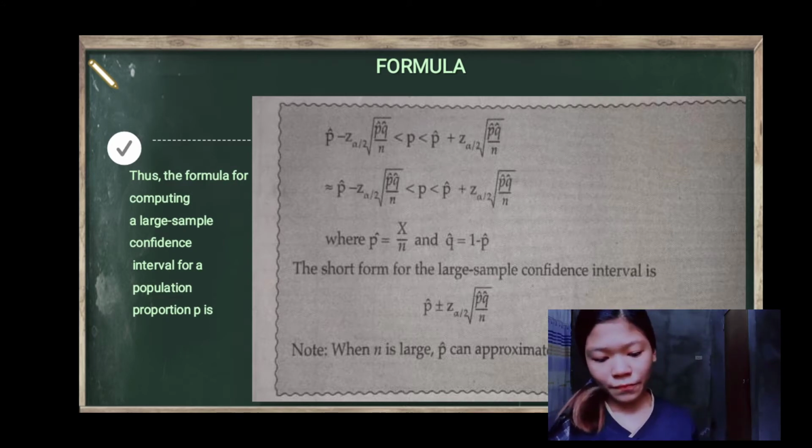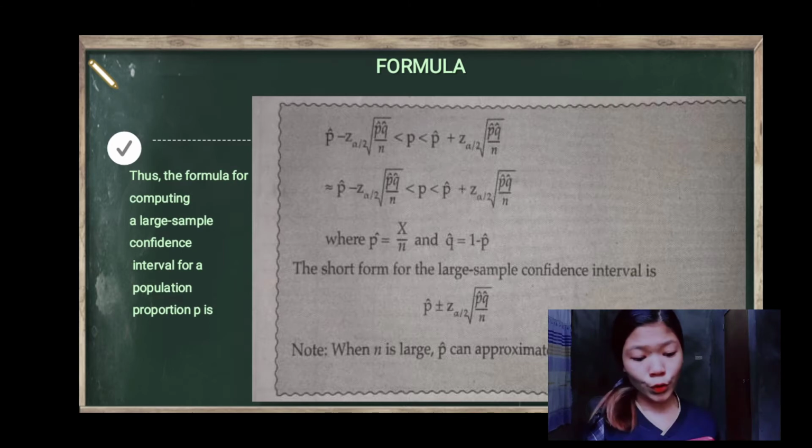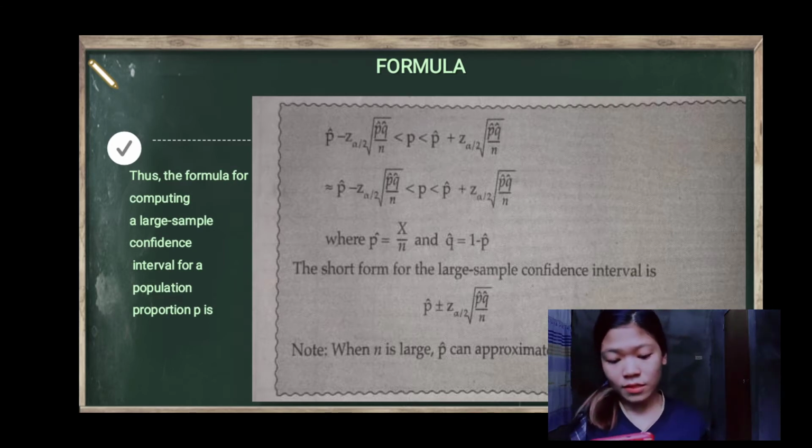The short form for the large sample confidence interval is p hat plus or minus z times the square root of p hat q hat over n. Note, when n is large, p hat can approximate p in the formula.